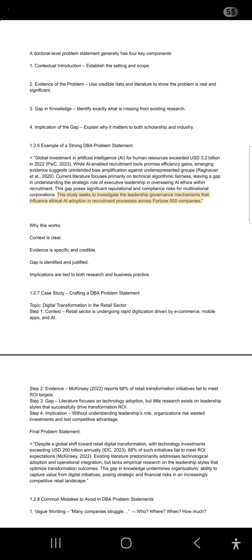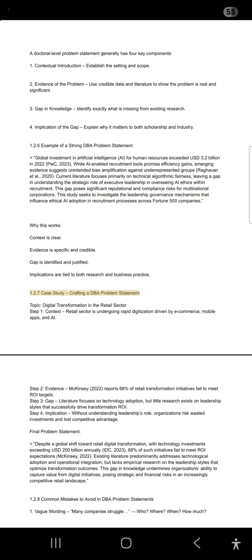This study seeks to investigate the leadership governance mechanisms that influence ethical AI adoption in recruitment processes across Fortune 500 companies. Why this works: context is clear, evidence is specific and credible. Gap is identified and justified. Implications are tied to both research and business practice.